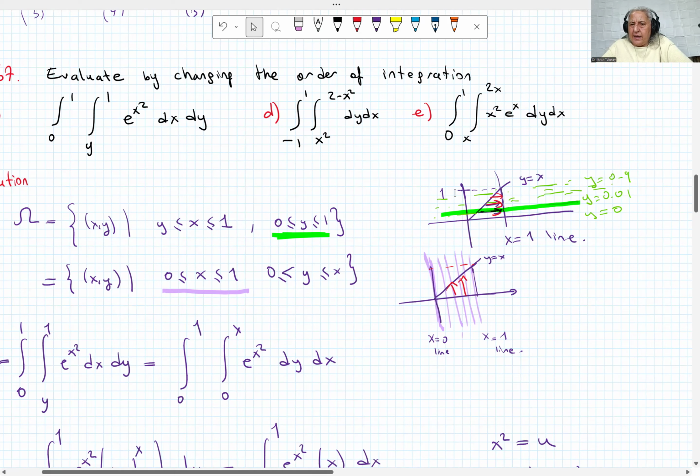So you're looking at this triangle, this part from this part, and then you're hitting first this curve and then hitting the x equals 1 line. So this area is the area that you're concerned with. Okay, now this is the y constant.